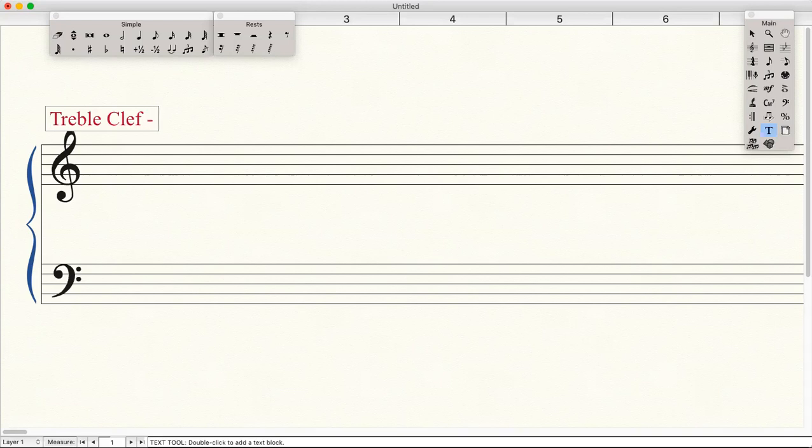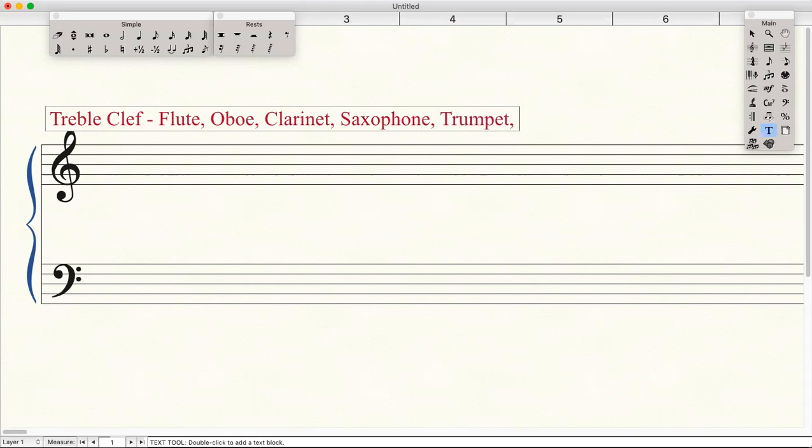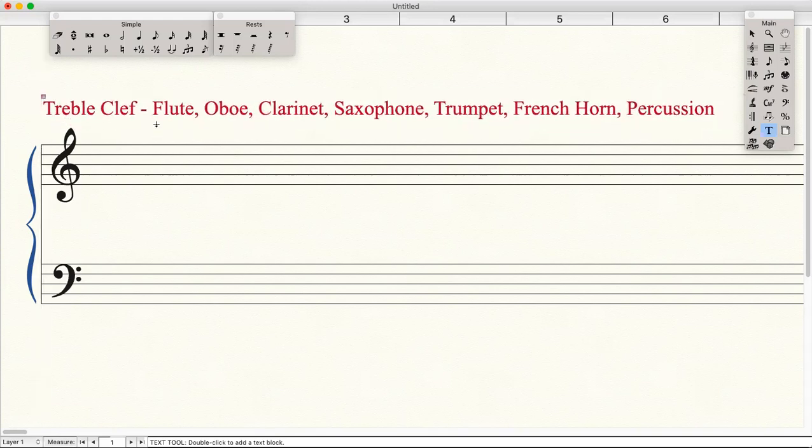And instruments that use the treble clef are flute, oboe, clarinet, saxophone, trumpet, French horn, and percussion. So most of our instruments read in the treble clef. You know, these are also the higher pitched instruments.